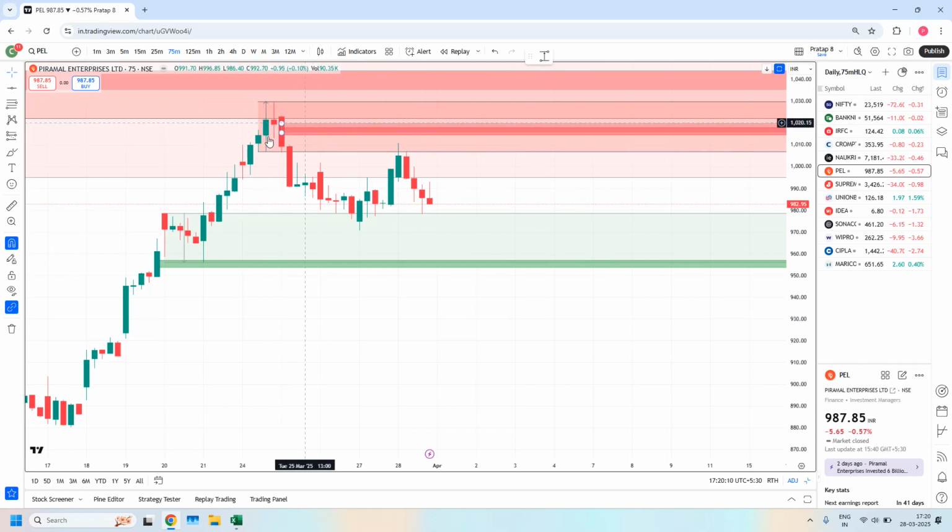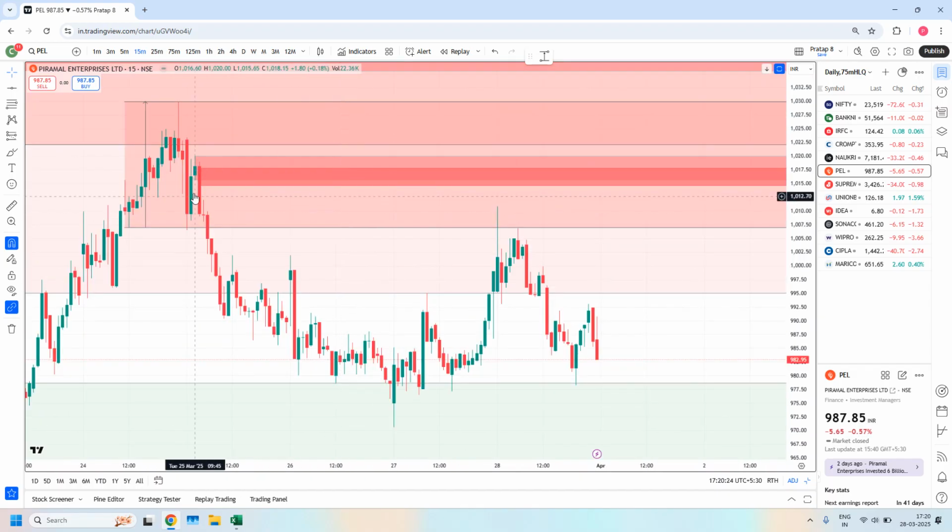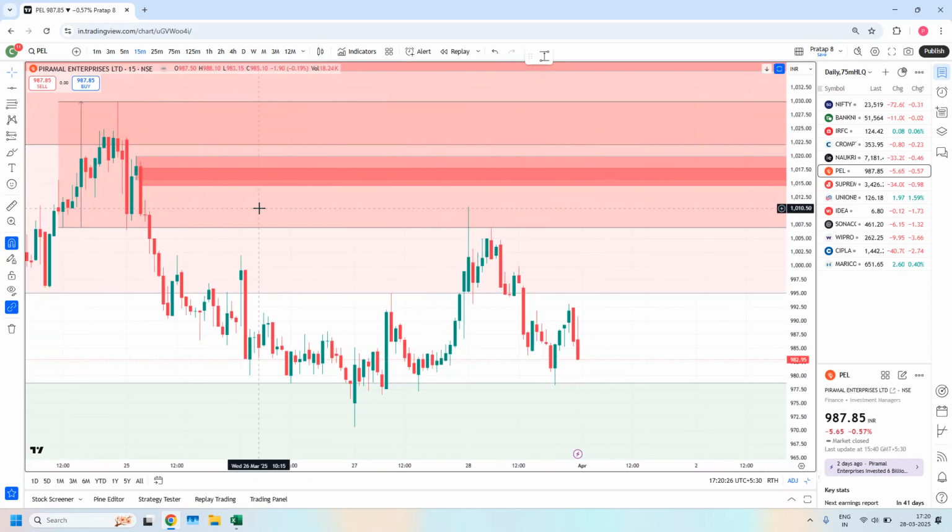The reason: previously, this zone was identified by our software, rally, 1, 2, 3, 4 base candles, drop. This medium size candle is also part of the base. This is the 75 minutes. And when I fine-tuned this zone, I drew this 15 minutes rally base drop. But here also again you see, drop base drop is there, right?